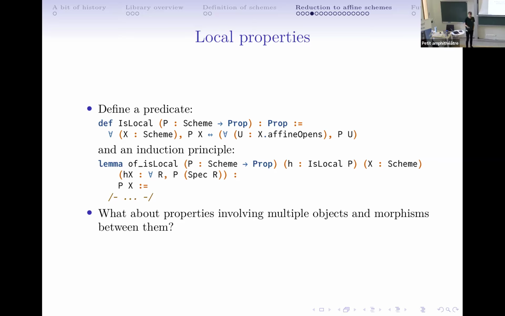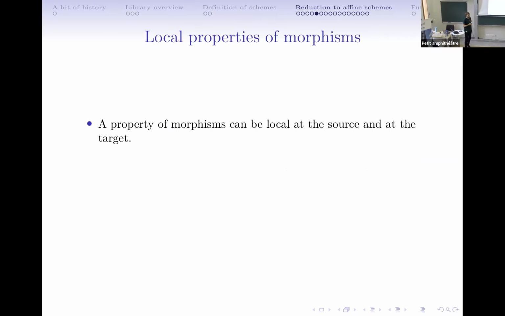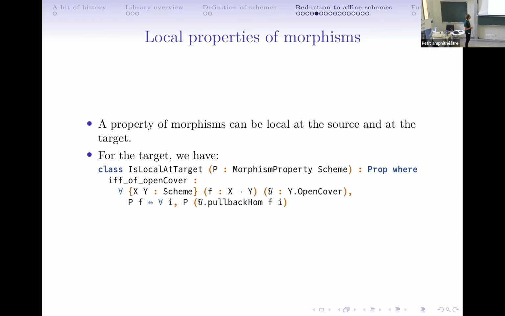And well, we can try to do it slowly and do one step at a time. So let's add one more object and one morphism. So now we get something that is local properties of morphisms. A property of morphisms can now be local at the source and the target, because now we can reduce it on both sides. And well, we can, for example, define this. So we can say a property of morphisms of schemes. So MorphismProperty Scheme is just a property that takes a morphism of schemes and spits out a true or false.